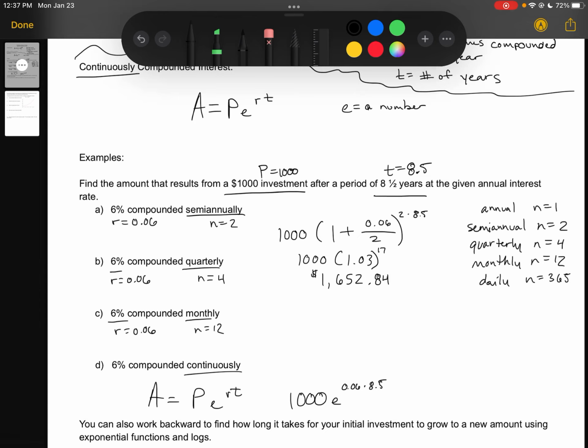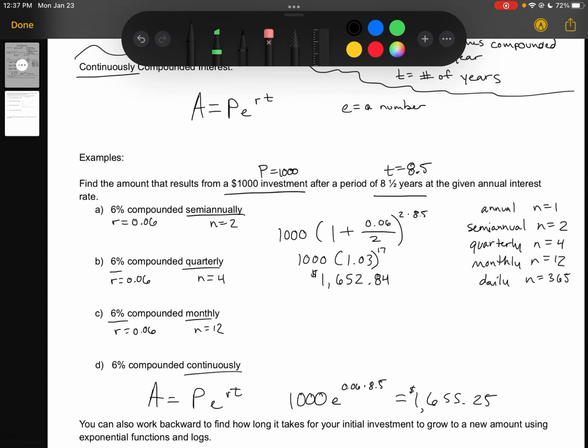So punch that into the calculator. So it'll be e to the 0.51 power times 1,000. And we'll see that this is $1,665.25.